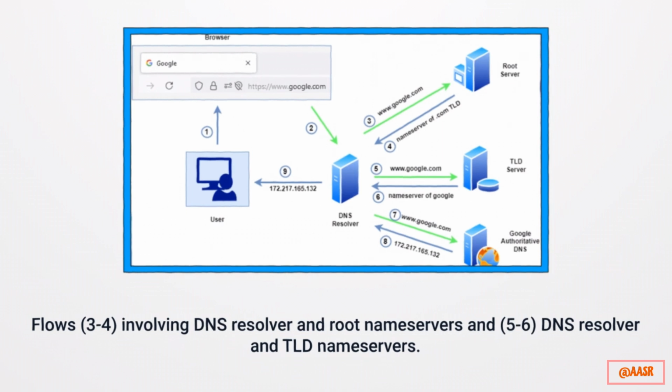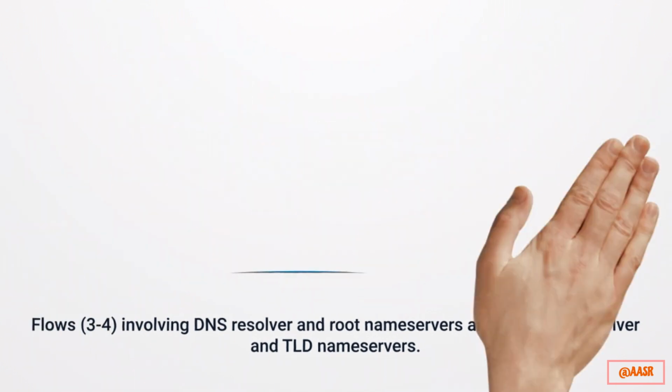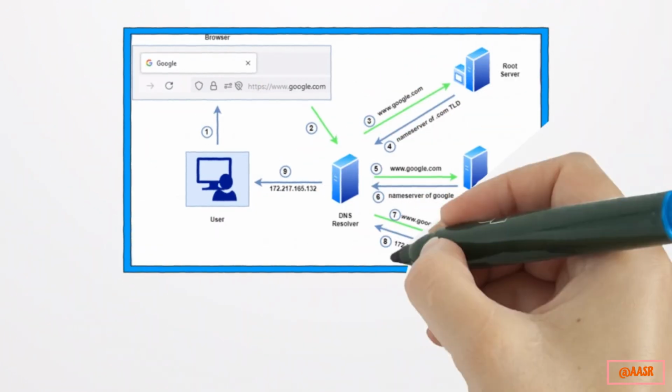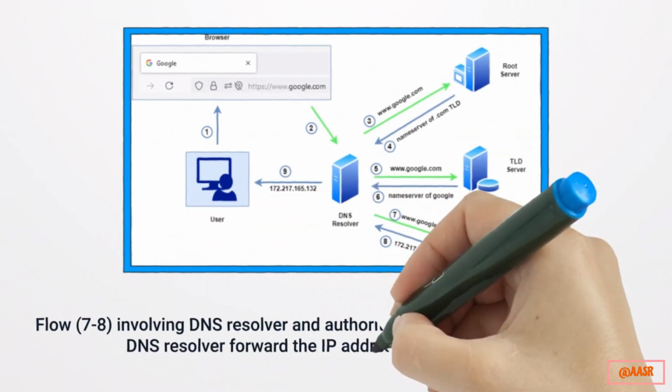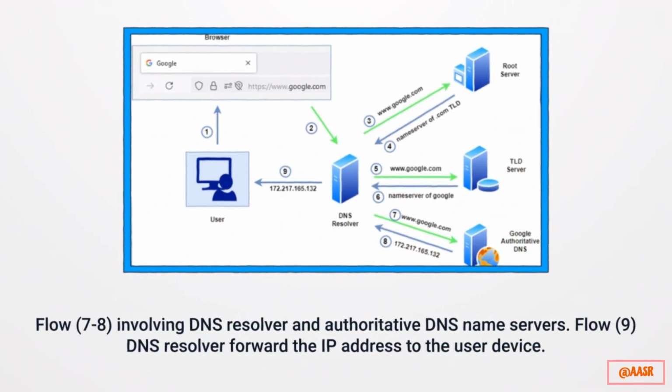In flow 5, the DNS resolver for the ISP forwards the request for www.google.com again, this time to one of the TLD name servers for .com domains. In flow 6, the TLD server responds to the DNS resolver with details of authoritative name servers for google.com. In flow 7, the DNS resolver forwards www.google.com to the authoritative name server holding the DNS records of google.com.